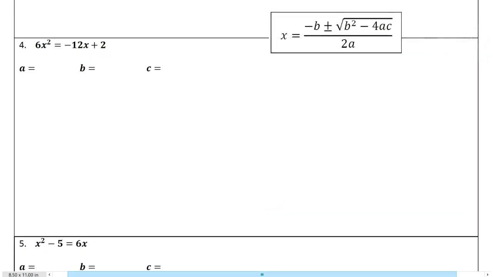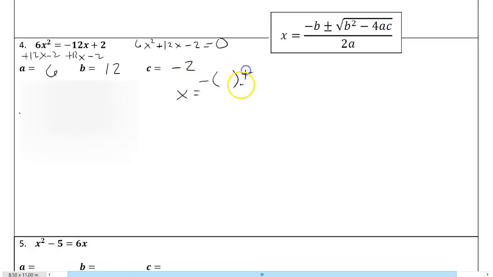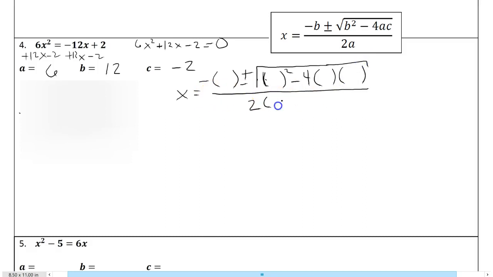In this example, we're going to start by adding 12x to both sides of the equation. Now subtract 2 from both sides of the equation. We have 6x squared plus 12x minus 2 equals 0. A equals 6, B equals 12, C equals -2. Now rewrite the quadratic formula. -b plus or minus the square root of b squared minus 4ac all over 2a. B equals 12, A equals 6, and C equals -2.